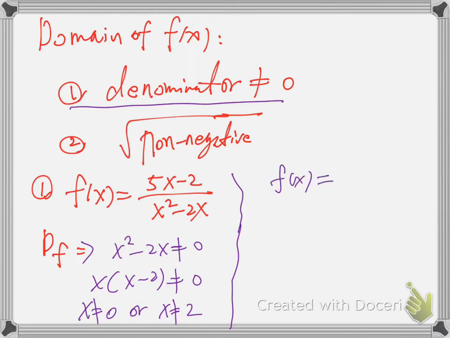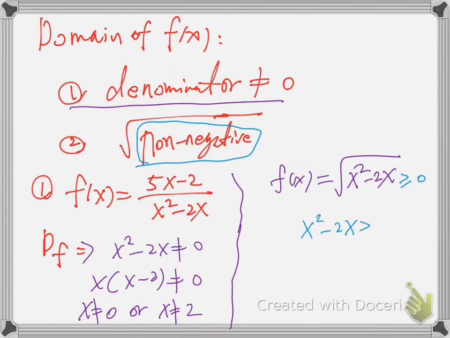So now let's change f a little bit. Let f of x be the square root of x squared minus 2x. Then we need the second condition, the square root of a non-negative number. Non-negative means greater than or equal to 0. So we get x squared minus 2x greater than or equal to 0, so x times x minus 2 is greater than or equal to 0.